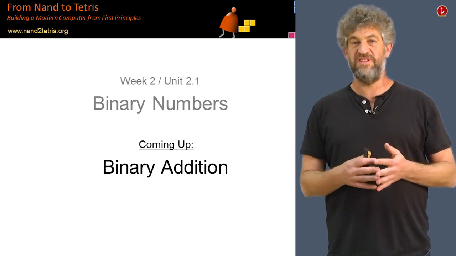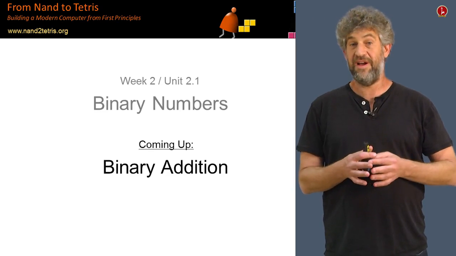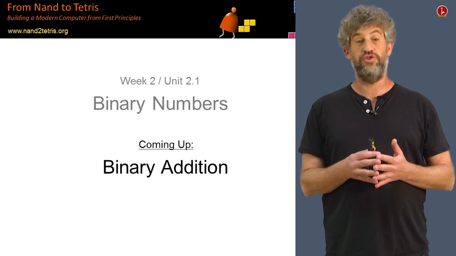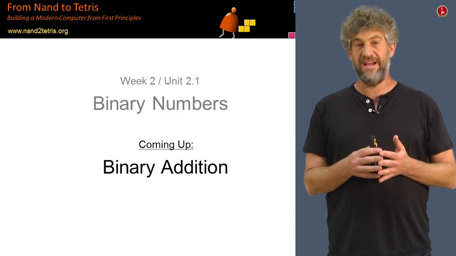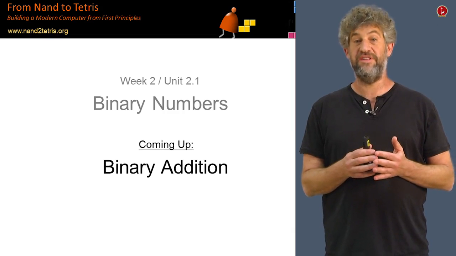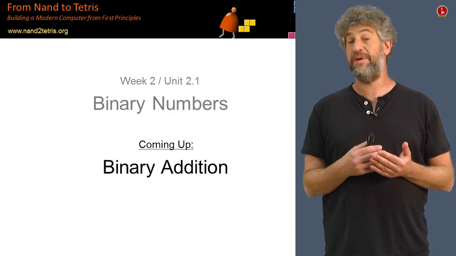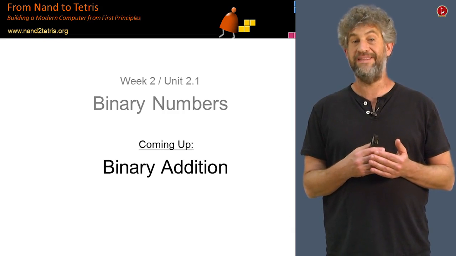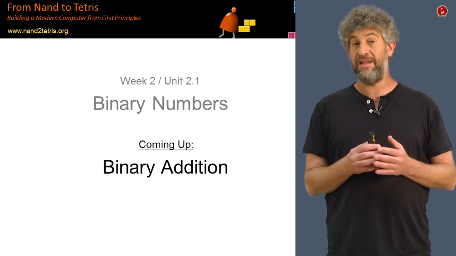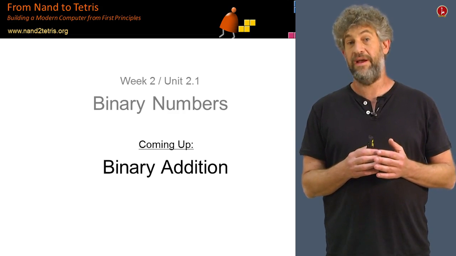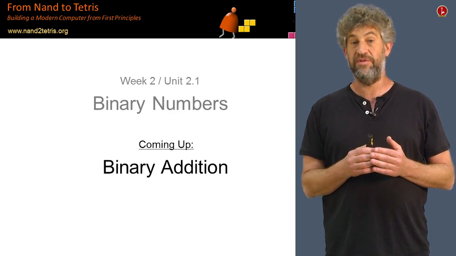So this concludes this unit, where basically we discussed how you can represent integer numbers in a binary system. In the next unit, we're going to discuss how we can perform arithmetic operations, in particular addition, on these represented binary numbers. Once we get that under our belt, we will go back and discuss the issue of negative numbers in Unit 3.